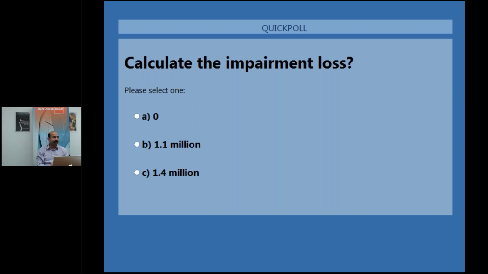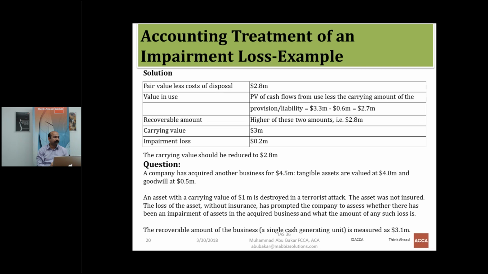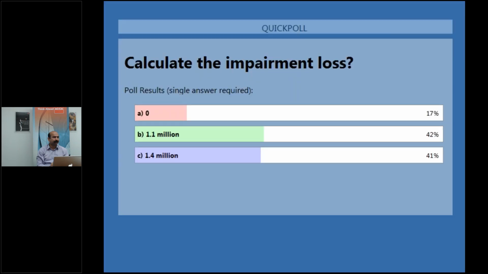Anyone left? Okay, I'm going to close it now. 42% people saying B, 1.1 million. 41% saying C, 1.4 million. And 17% people saying 0. Okay, the answer is in front of you.